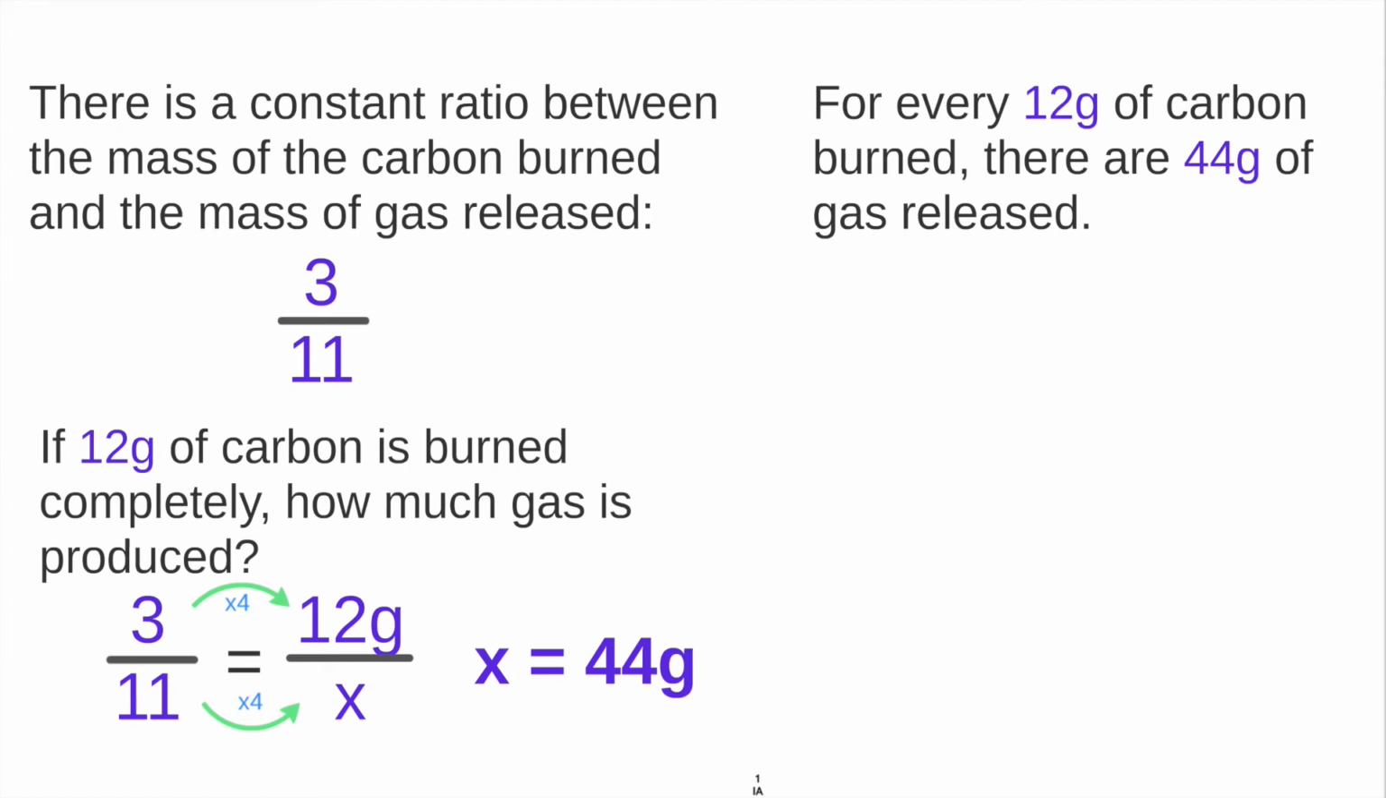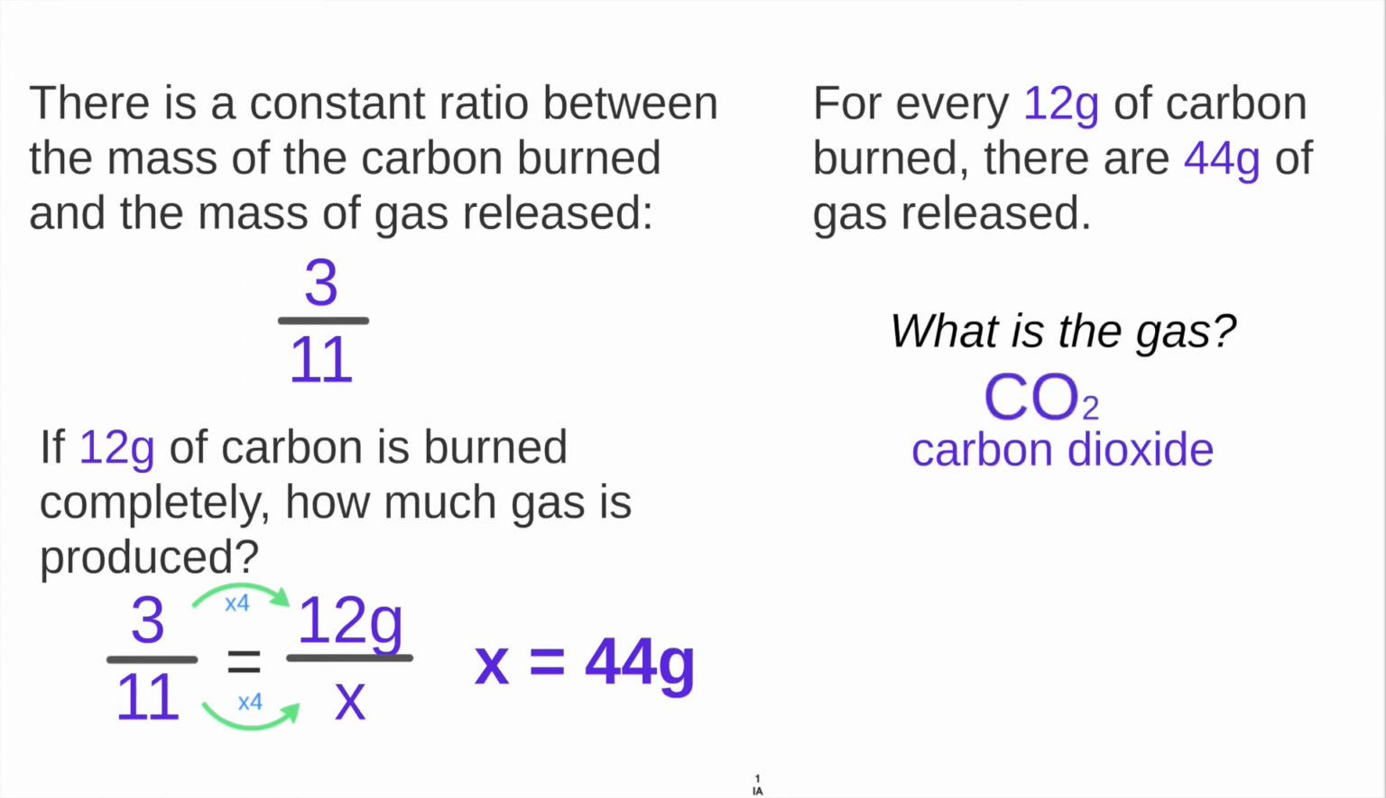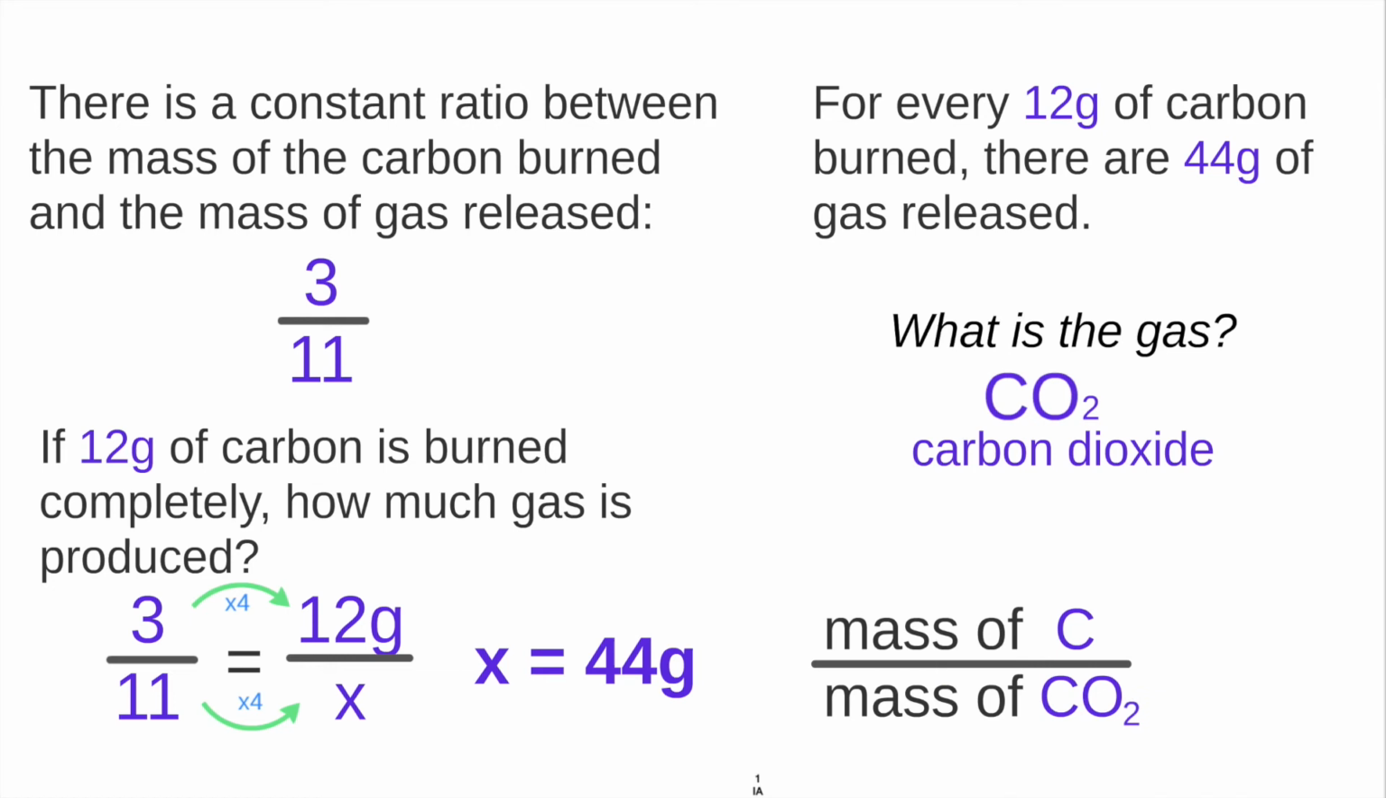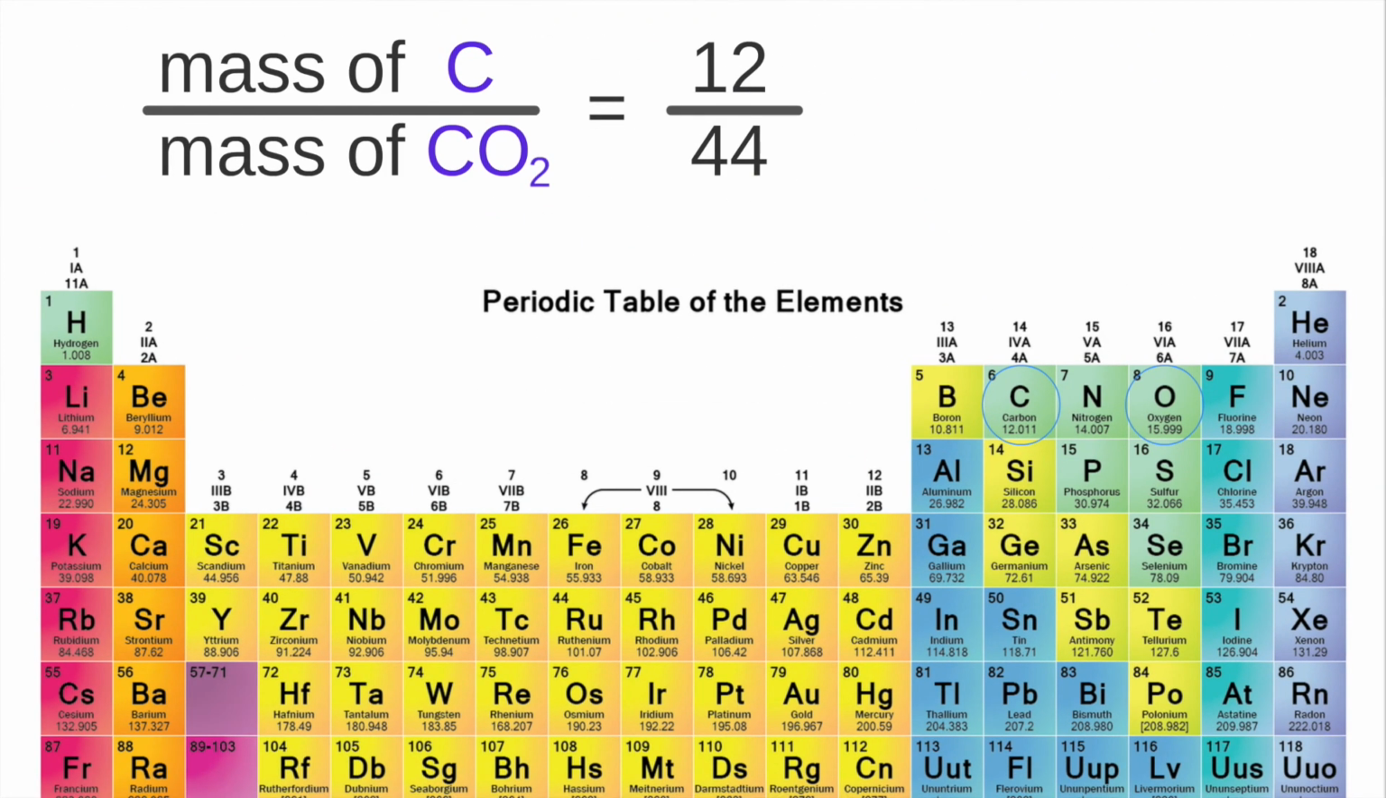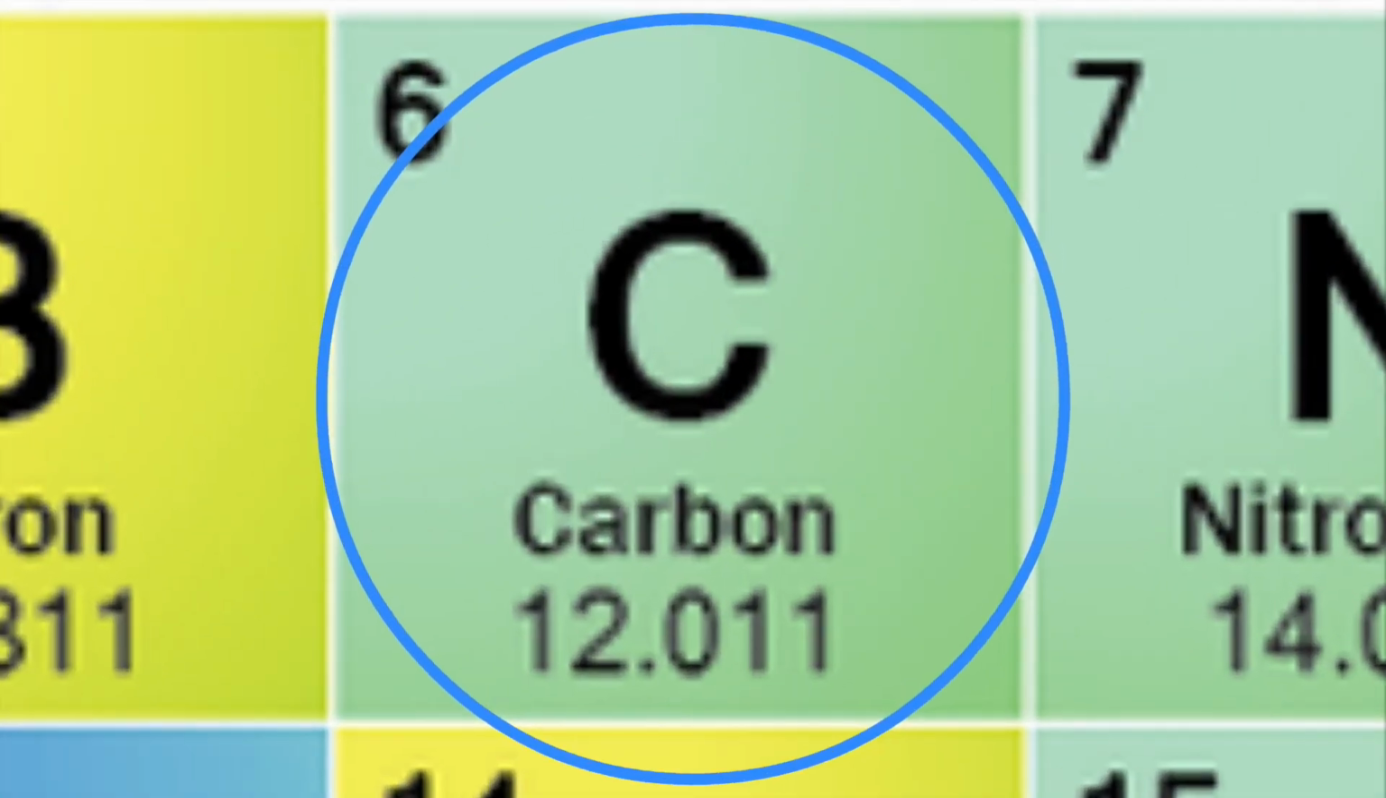Now you probably all know what gas we're talking about. What is that gas? Carbon dioxide, or CO2. So to put it another way, the mass of original carbon to the mass of carbon dioxide is 12 over 44. Now why is this cool? Well, check it out. Here's our periodic table of elements, which you're all at least a little bit familiar with. Take a look at carbon.